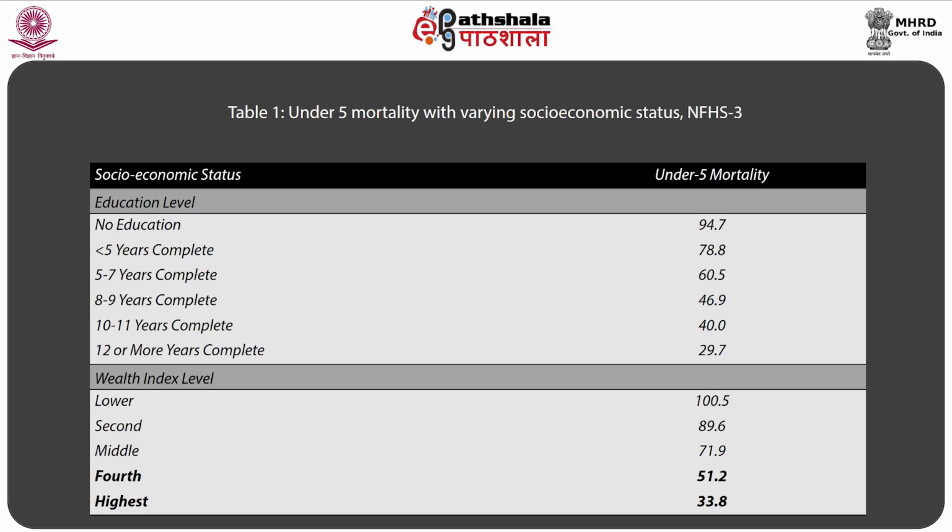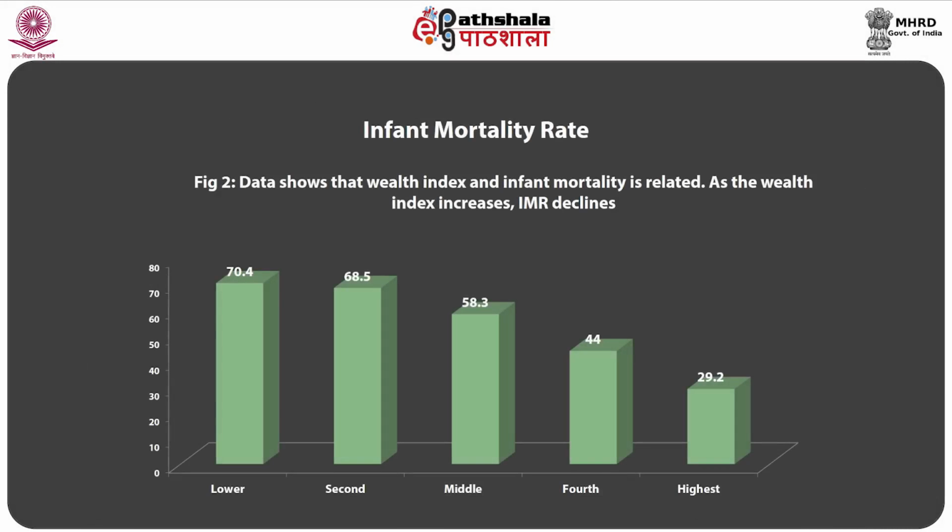Wealth index, which has been calculated in NFHS 3 by using 33 assets and housing characteristics, reflects the household economic status and is consistent with expenditure and income measures (Rutstein, 1999). Wealth index, which has been divided into 5 quintiles, shows that the lowest wealth quintile experiences the highest under 5 mortality, and as the wealth index increases, under 5 mortality reduces, and it becomes one-third when compared to the lowest quintile.